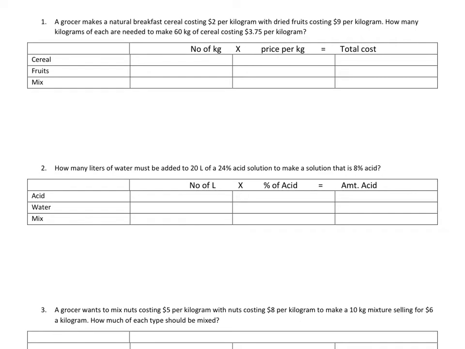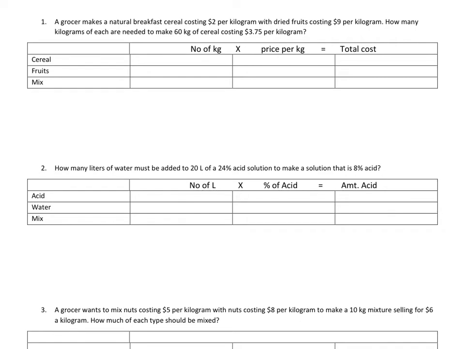So first thing we're going to do, if you look at the chart, half of it's already filled out for you. Our top equation, we have number of kilograms, so basically the weight of each part times the price per kilogram. That'll give you the total cost. That's nothing new. You would probably come up with that on your own. And then on the left-hand side, we have the cereal, we have the fruit, and then we have whenever I mix the cereal and fruit together.